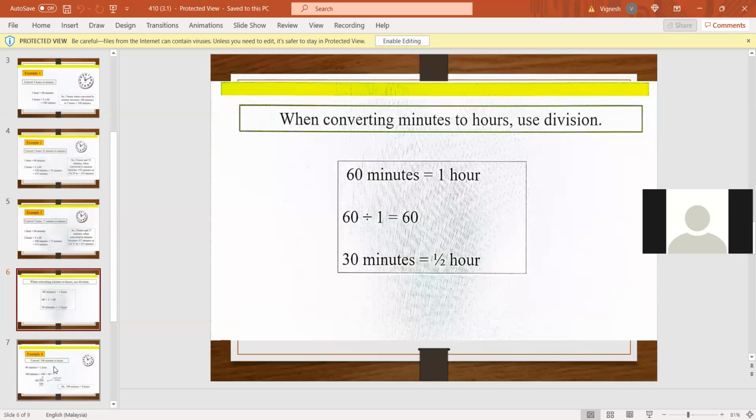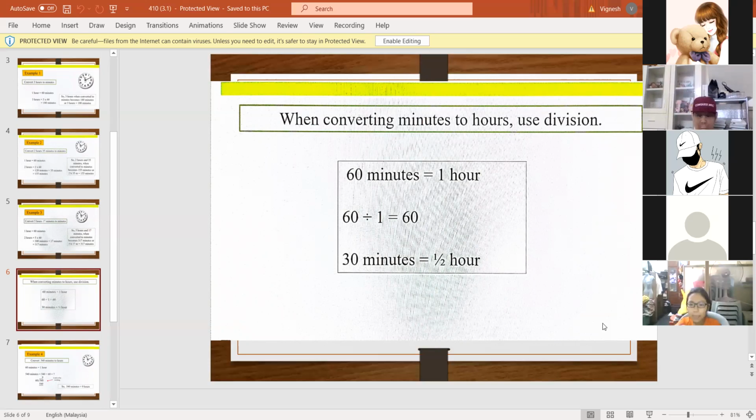Just now teacher said when you are converting hours to minutes, you have to use multiplication, and vice versa. How? When you are converting minutes to hours, you have to use division. Understand or not? Do I need to repeat? When you are converting hours to minutes, you have to use multiplication. And for converting minutes to hours, you have to use division.